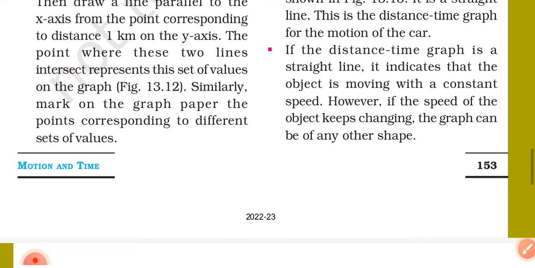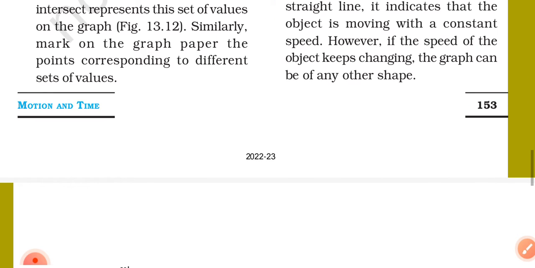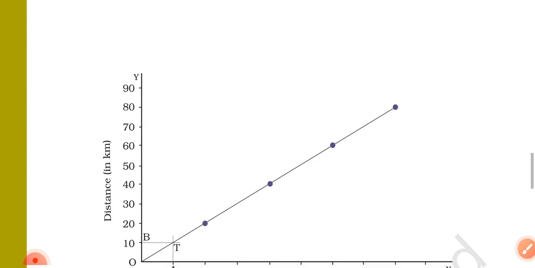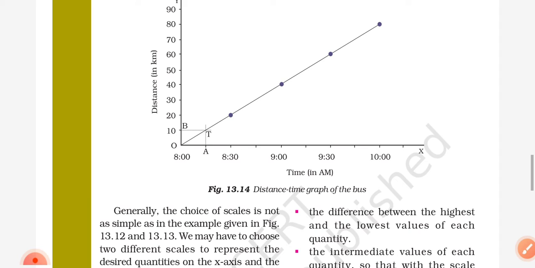The distance-time graph is a straight line. If the distance-time graph is a straight line, it indicates that the object is moving with a constant speed. However, if the speed of the object keeps changing, the graph can be of any other shape. Figure 13.14, distance-time graph of the bus.